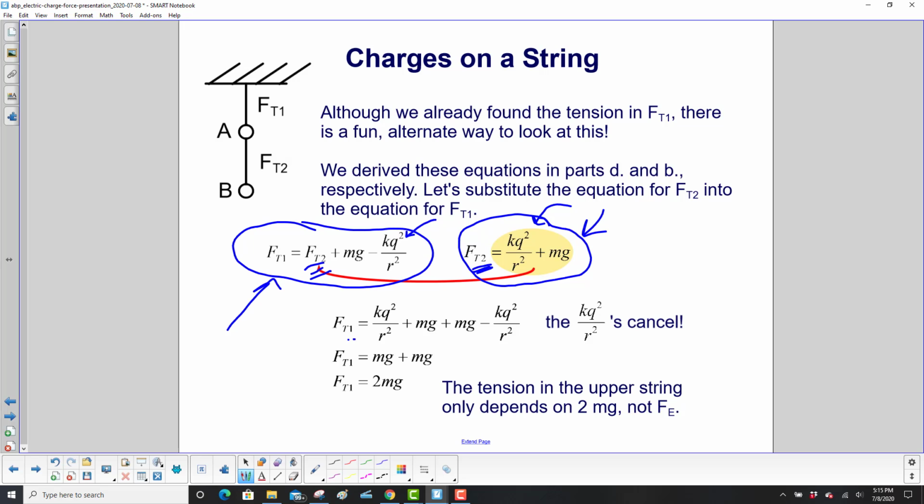So we have the tension force in one is k q squared over r squared plus mg minus k q squared over r squared. Okay, because why did that happen? Well, this is our T2, and here was the rest of the equation from T1. Okay, and look at this. This goes out. We didn't have to do all that messy calculation. So tension 1 is equal to mg plus mg. Tension 1 is twice mg. It does not depend on the electric force at all.